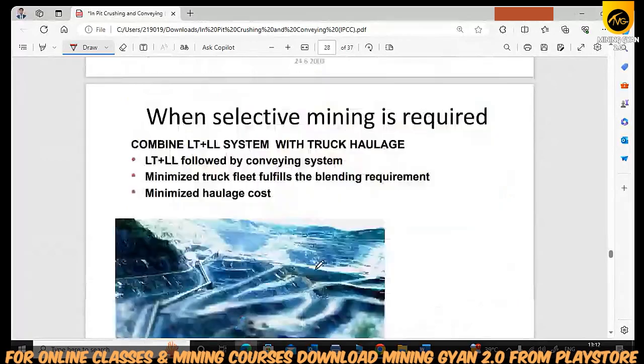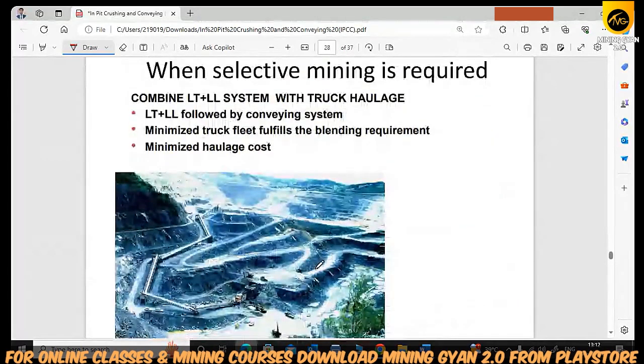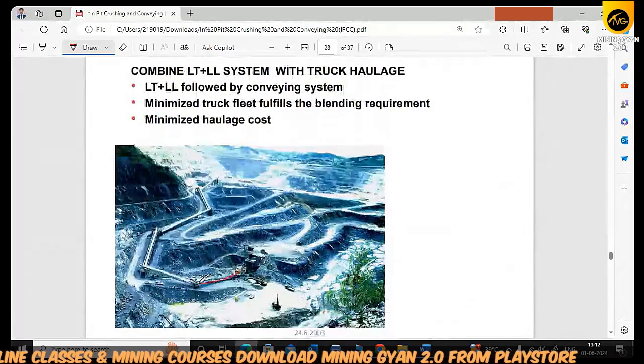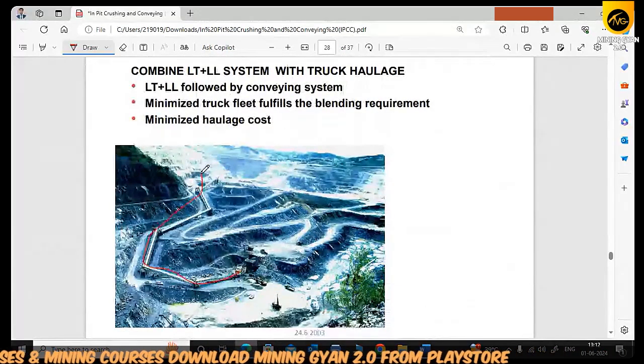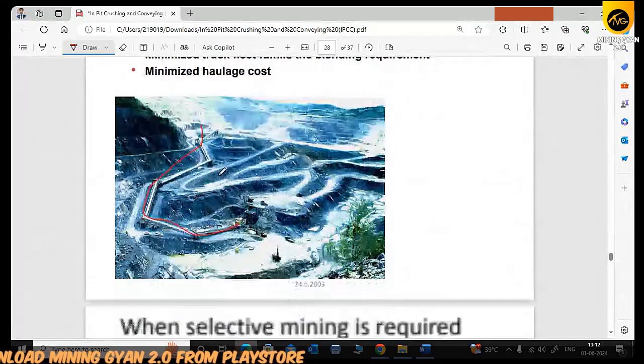So the combined LT and LL system will replace truck haulage. You see, for example, here we have to put it there. If it is going to move like that, every system will be moved accordingly. So it is possible. It is not a very big issue.